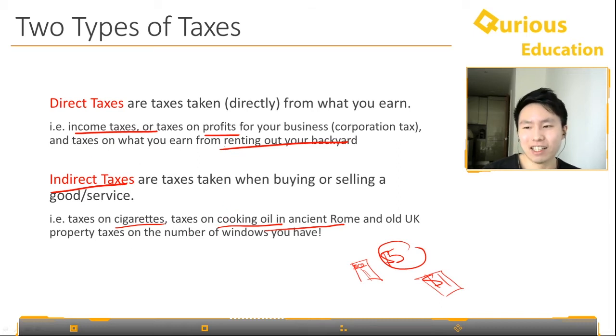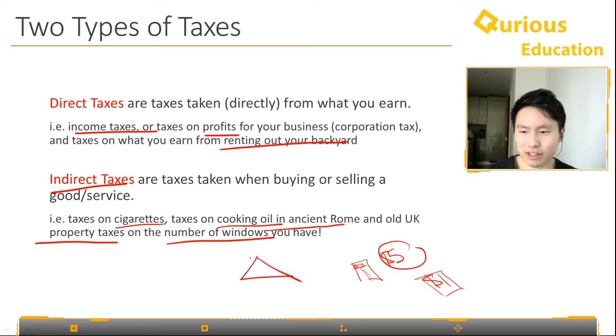In the past, we used to have property taxes on the number of windows that our houses have. So let's say you own a nice Victorian house. The more windows you have on your Victorian-styled house, the higher taxes you had to pay for your property. I think that tries to estimate how big your house is, right? Supposedly if you've got a bigger house with more windows, then you had to pay higher taxes in the past.